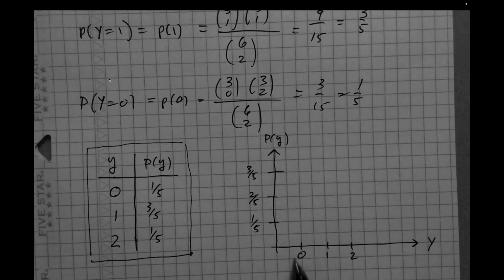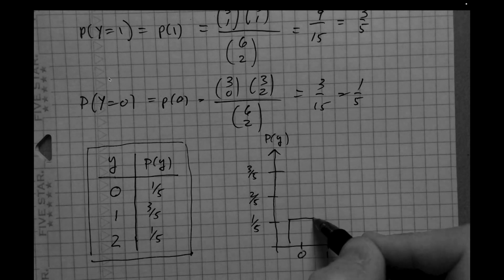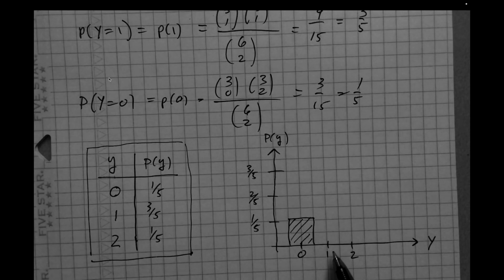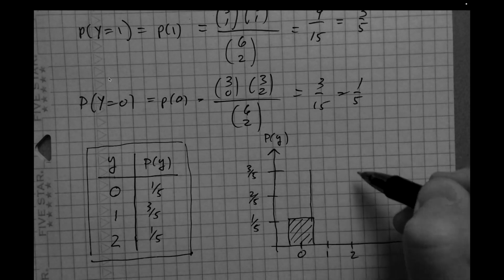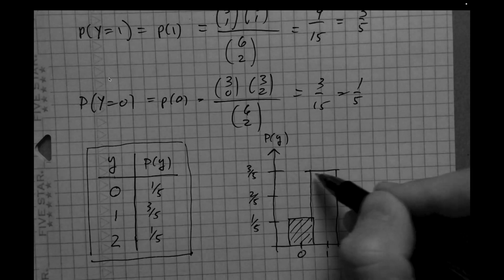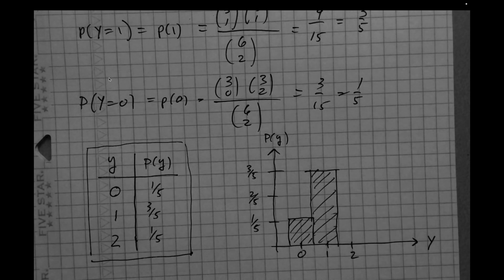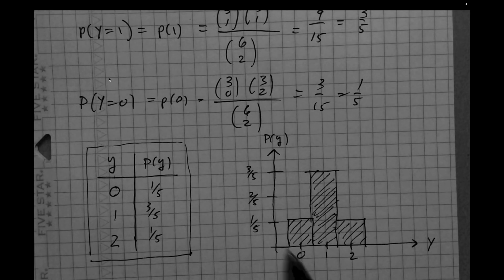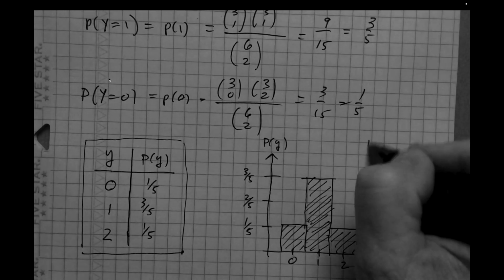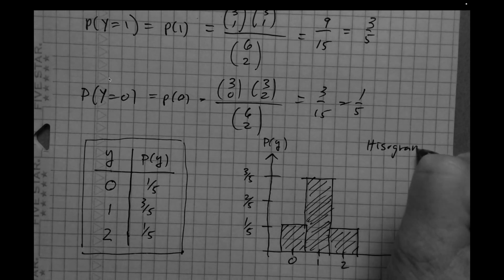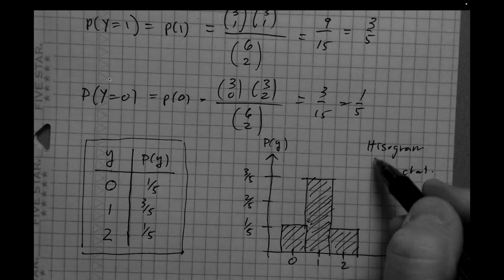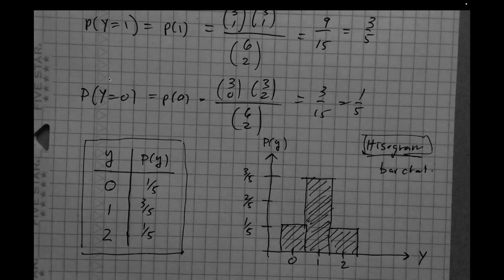Right, so the probability of 0 we said was 1/5. Probability of 1 we see is 3/5. And the probability of 2 is also 1/5. Right, so we can see that you've got this nice sort of histogram. Some people may refer to it as a bar chart. I would say histogram is the better way to describe this.